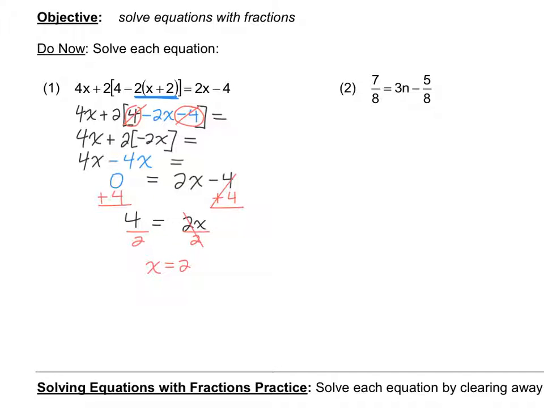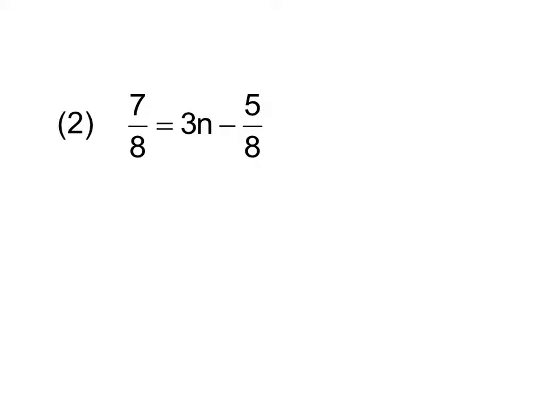Right? In number 2, you could kind of take a similar approach to what we did in number 1. Add the 5/8 to both sides and go from there. I don't want to do it that way, and neither do you. What we're going to do is clear out the denominator. So extreme close-up. Whoa.